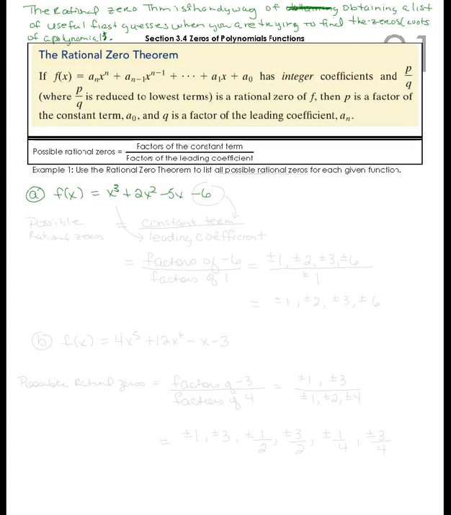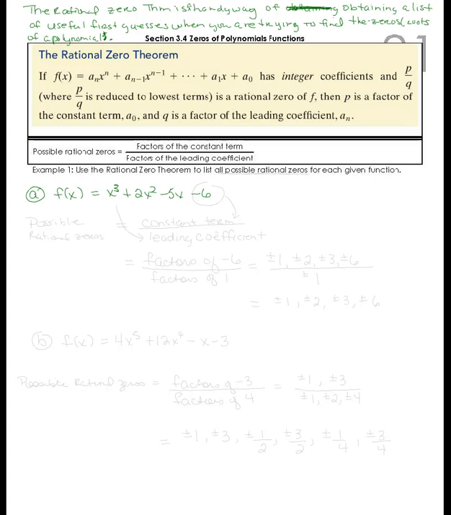And I have here the rational zero theorem provides us with a tool that we can use to make a list of all possible rational zeros of a polynomial function. The theorem gives all possible rational roots of a polynomial equation. And to do that, you have a formula to find all the possible rational zeros.